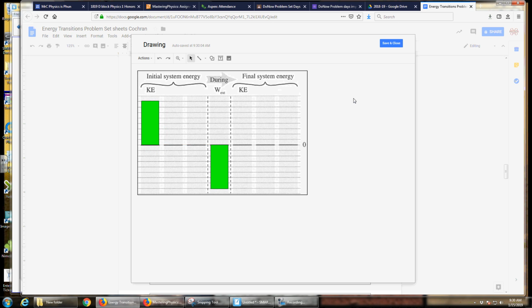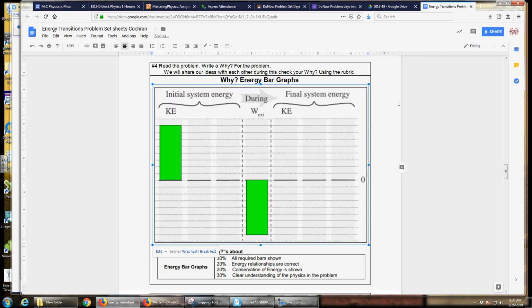Usually it's brakes or, if your brakes fail, how do you stop on your bike? You put your feet down. You rub your feet along the ground. And you're doing work on the ground through that frictional force. So there's my why. All that kinetic energy the bike and the rider have at the beginning has to be removed by negative external work. Good?